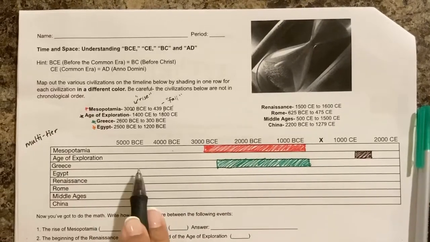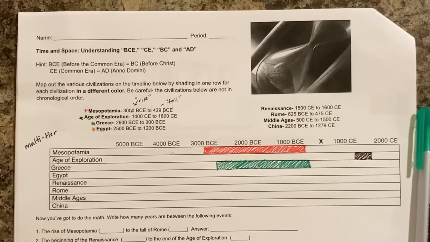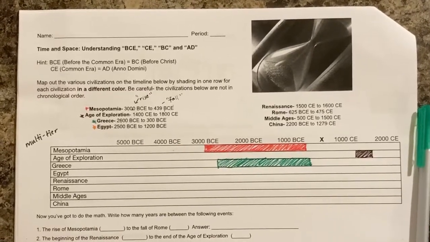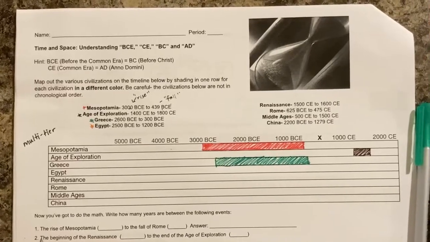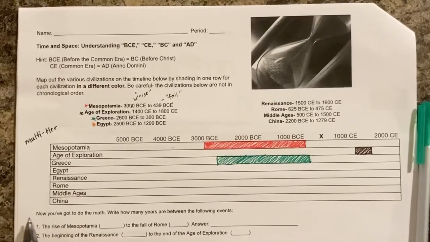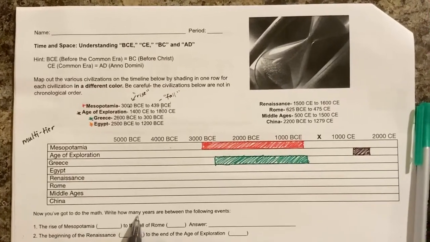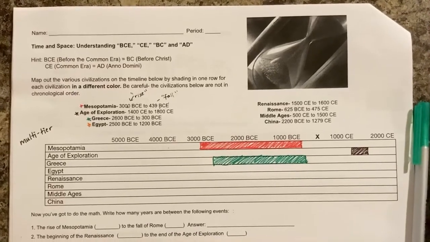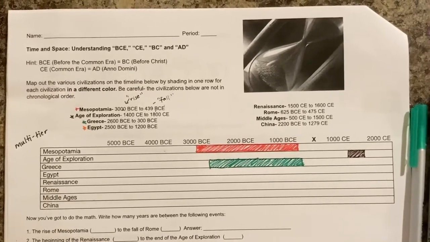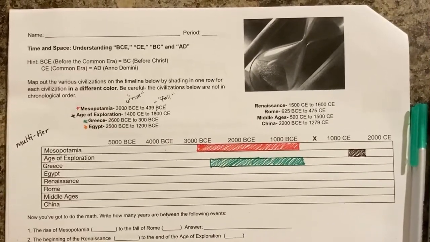Once you're finished with this sort of artistic part of the timeline, I do want you to come down here to the bottom and answer these questions using your multiple tier timeline. So I'll do the first one with you. It says, now you've got to do the math. Write how many years are between the following events. So if you need to pause this video and finish this part, I would go ahead and do that.